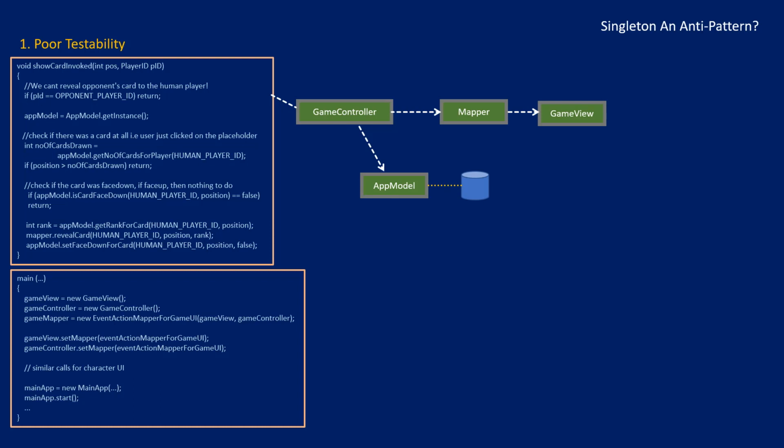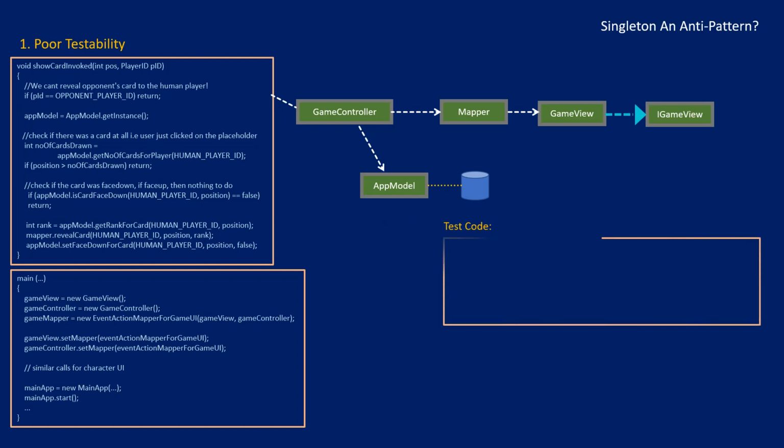I mentioned that we wanted to mock the view and model classes. But if you look at game view, it does not implement any kind of view interface, something like IGameView. Only if it implements such an interface, we could mock our view class. So let's say we decided to have an interface IGameView, and our game view implements such an interface. So now it is possible to create a mock for this class.